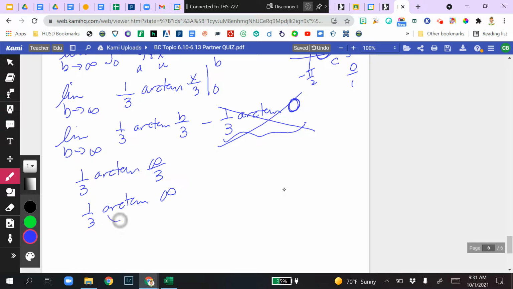So arctangent of infinity was something that we learned that we're probably just going to have to memorize. We learned it as we were doing this unit. Does anybody remember what it is? Good job. And then pi over 2, 1/3 times pi over 2 would be pi over 6.